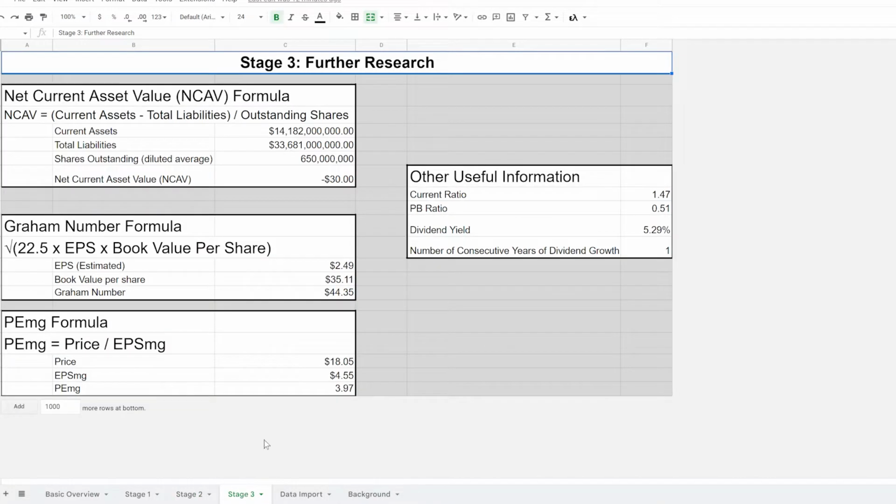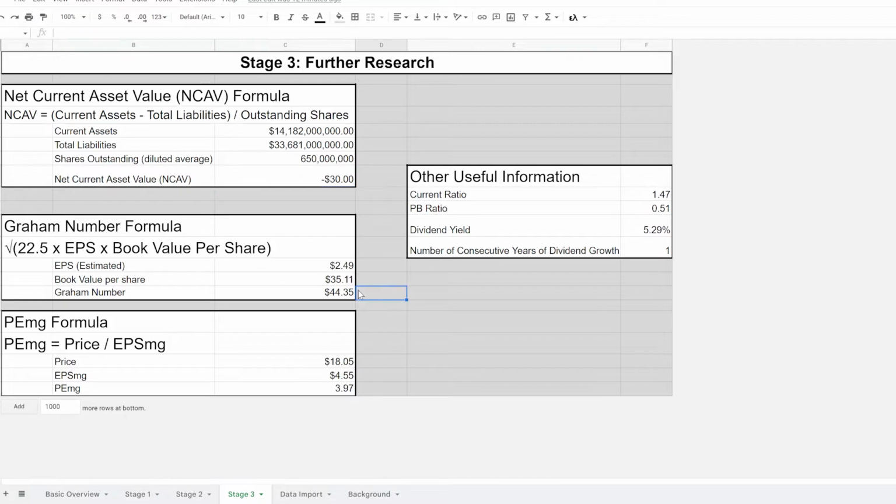Moving on, stage 3, further research. So at this point, I can't recommend that you buy a company, but I can recommend whether or not you look into it further. You have to decide for your own portfolio whether or not this company is suitable. And these are some things that you might consider. Net current asset value, again, this one is negative, so it doesn't play in here. But it's also good to know what it is at for that.